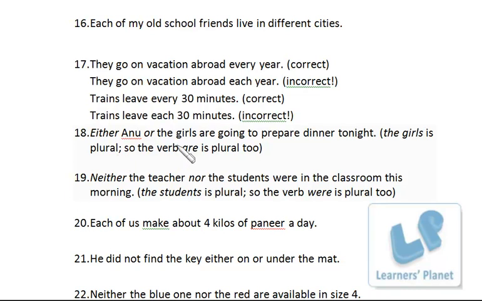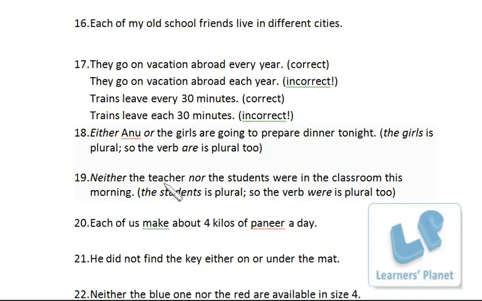Either Anu or the girls, either or. Either Anu or the girls are going to prepare dinner tonight, right? Here the girls is plural, that's why we are using are. So either or, but we are using are over here because the word girls is plural, right? So either Anu or the girls are going to prepare dinner tonight.